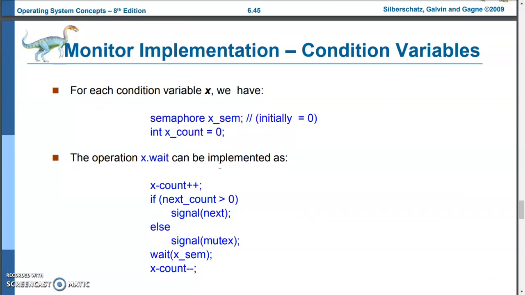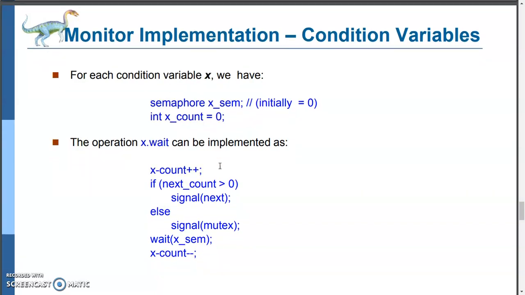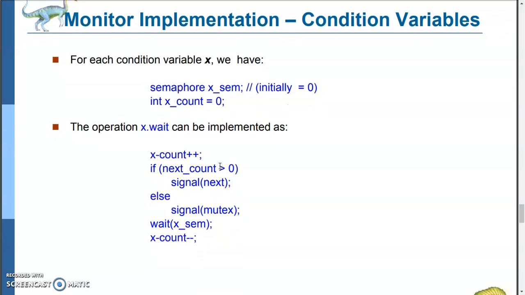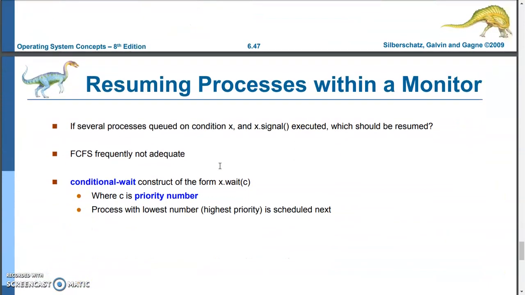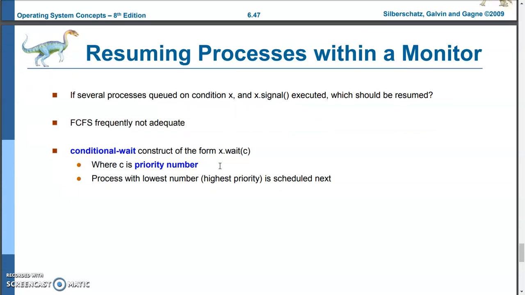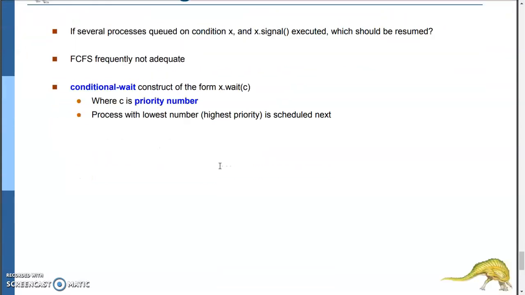Same as the monitor implementation for the condition variables. As with the semaphores, here also we use the condition variables x and y. So we can apply the monitor concept for x and y condition variables. For resuming processes within a monitor, we can use FCFS, frequently used in academics. So the conditional wait construct is of the form x dot wait.